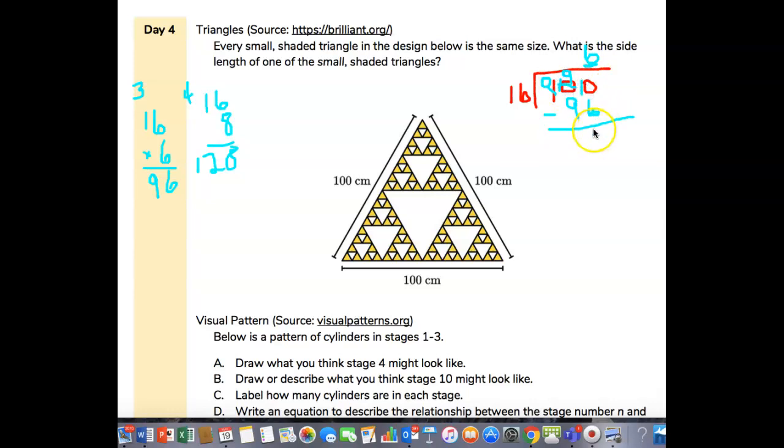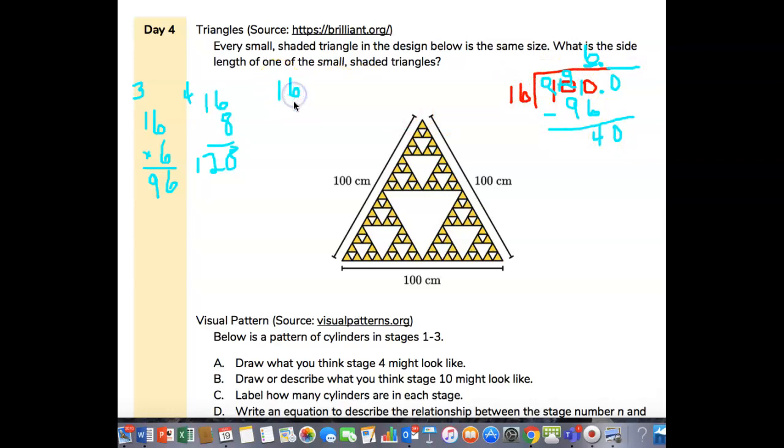So 10 take away 6 is 4. 9 take away 9 is 0. And 0 take away 0 is 0. Well, we don't have an answer here. So we're going to have to add a decimal and add a 0 and bring down the 0. Now, how many 16s are in? We're going to bring that decimal up. Okay, so how many 16s are in 40? So we have to guess and check.